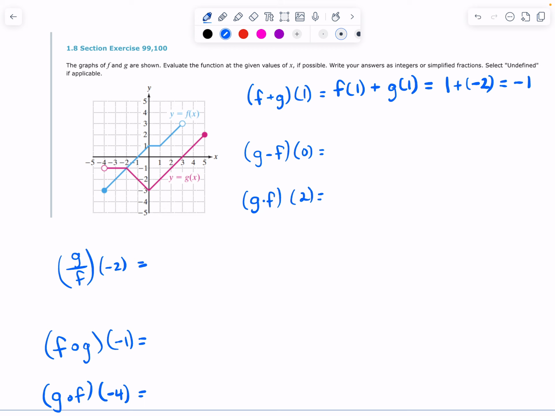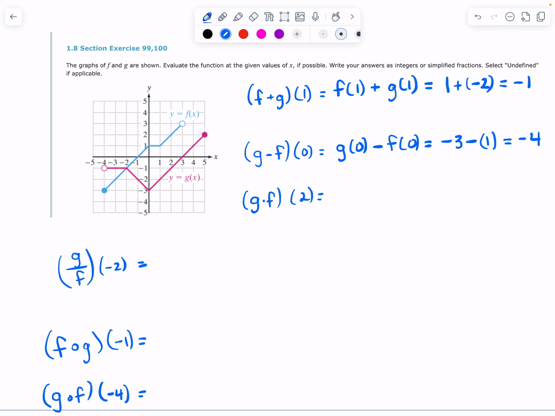So g minus f evaluated at 0 is the same as g evaluated at 0 minus f evaluated at 0. And g evaluated at 0, g at 0 is the pink, is here, and f evaluated at 0 is here. So g evaluated at 0 is negative 3, and f evaluated at 0 is 1, and negative 3 minus 1 is negative 4. Okay, clear our graph.